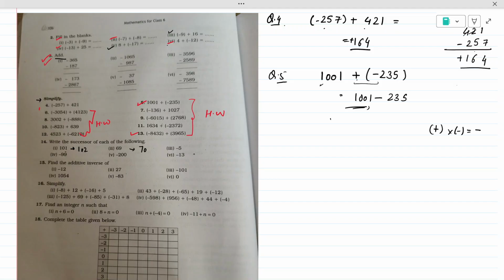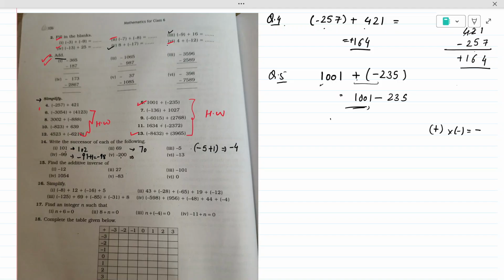69, 70. Minus 5. So for the successor of minus 5, we add 1 to it. So when we add plus 1 to minus 5, we will get minus 4 here. So this is the successor, the next number, the next bigger number. Okay. Minus 99, what will be the successor? Again, minus 99 plus 1, it will be minus 98.